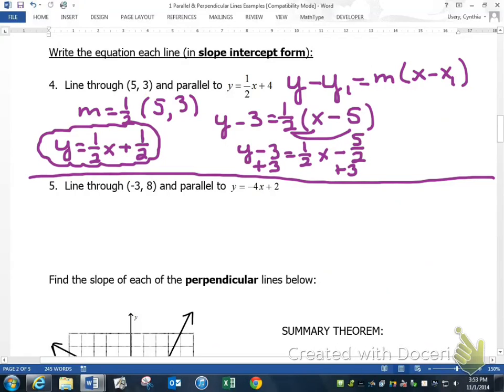Okay, I got y equals 1/2 x plus 1/2. As you can see, I plugged in the point (5, 3) and the slope of 1/2, and I just did the distributive property. Then I added 3 to both sides, and I got y equals 1/2 x plus 1/2.